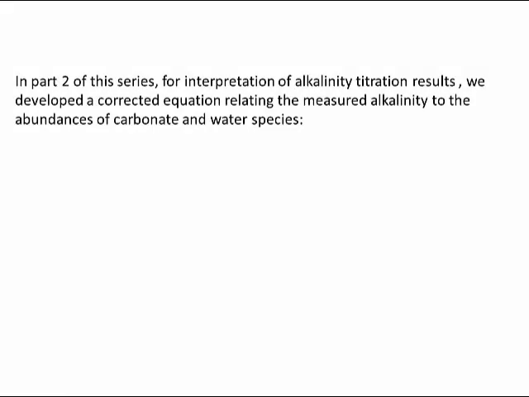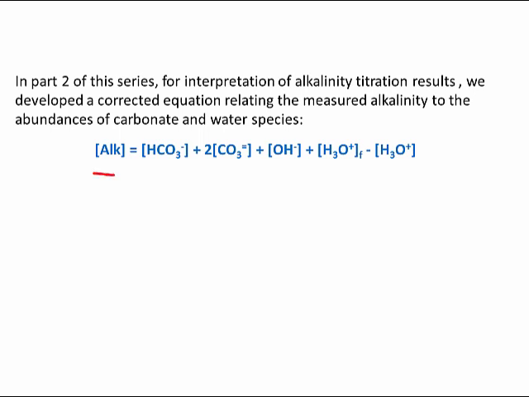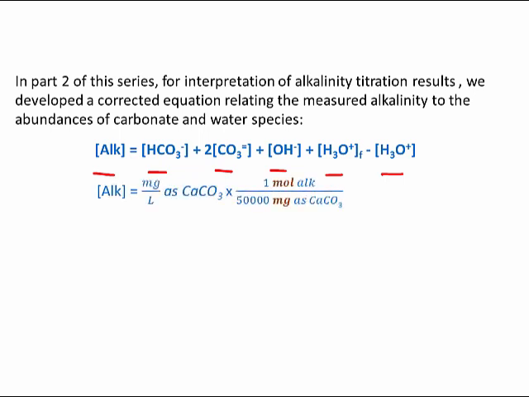In part 2 of this series, for interpretation of alkalinity titration results, we developed a corrected equation relating the measured alkalinity to the abundances of carbonate and water species. Here we have the molar concentration of alkalinity, and we equate that to the initial bicarbonate, twice the initial carbonate, the initial hydroxide, less the initial hydronium ion concentration, plus the final hydronium ion concentration. The alkalinity, of course, has to be a molar concentration, and so therefore we take our result in milligrams per liter as calcium carbonate, and we modify it by 1 mole of alkalinity per 50,000 milligrams as calcium carbonate.